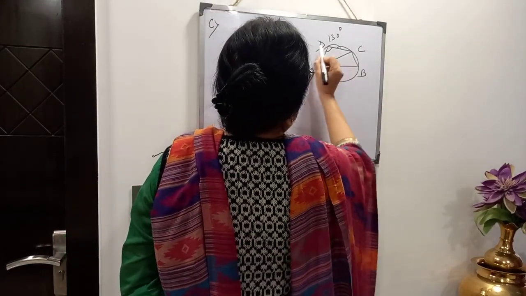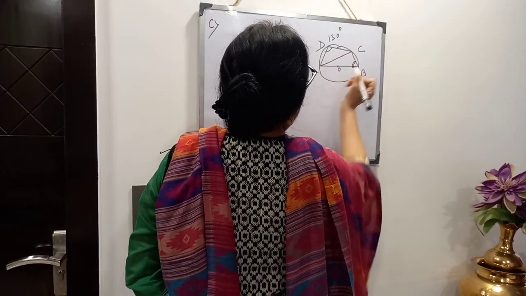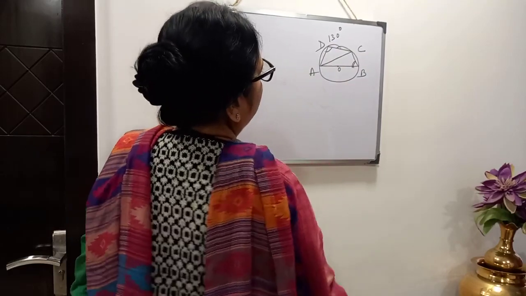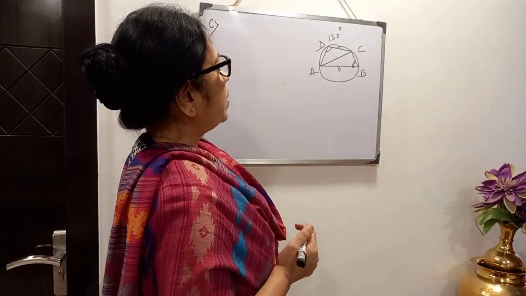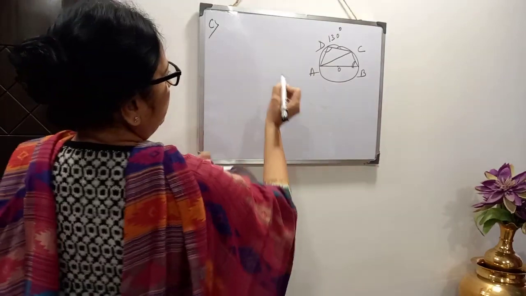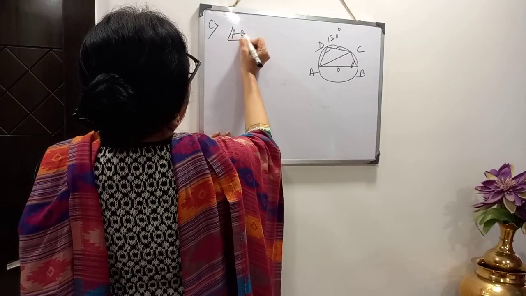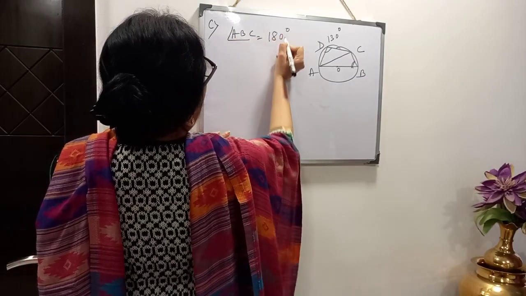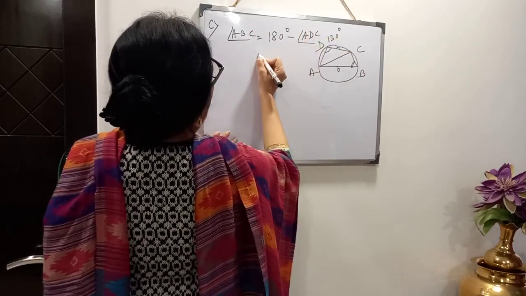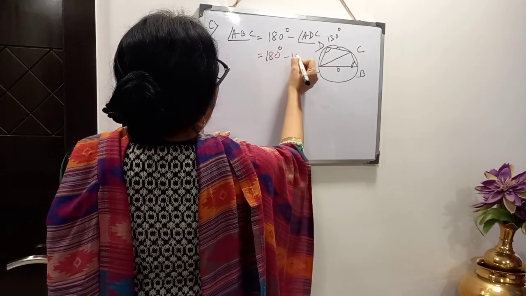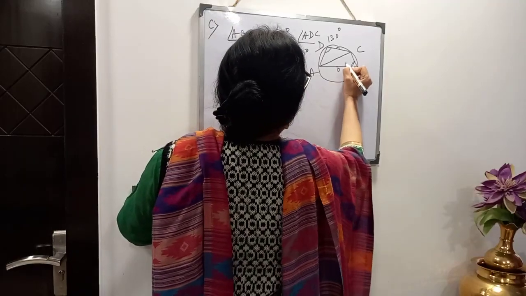Now ABCD is a cyclic quadrilateral. So angle D is given 130. So what will be the angle B? 180 minus 130, as you know, the sum of opposite two angles of a cyclic quadrilateral is 180 degrees. So angle ABC will be 180 degree minus angle ADC. So 180 minus 130 equals 50 degrees. So we have got this angle as 50.